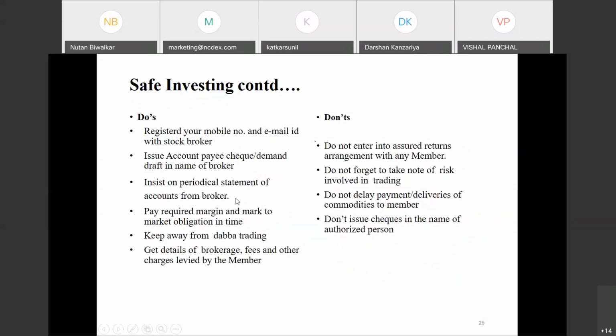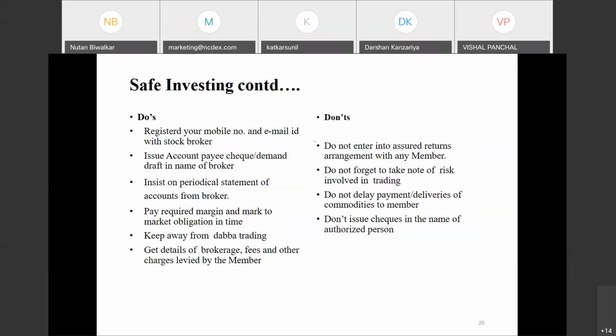The second and most important thing is to keep away from dabba trading, because it is not regulated. If you suffer losses in dabba trading, your complaint will not be entertained on SCORES. Dabba trading is unregistered. Better you don't indulge in such contracts, because you will not get any of the facilities available for protecting your interest. As I told you, you have SCORES, you have IPF, you have arbitration.